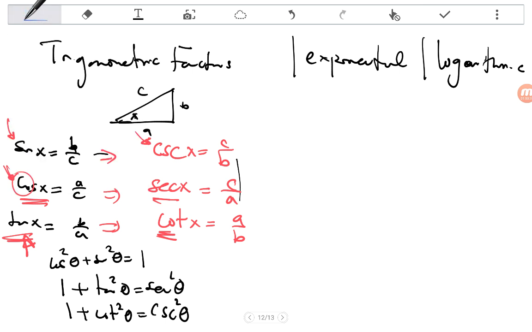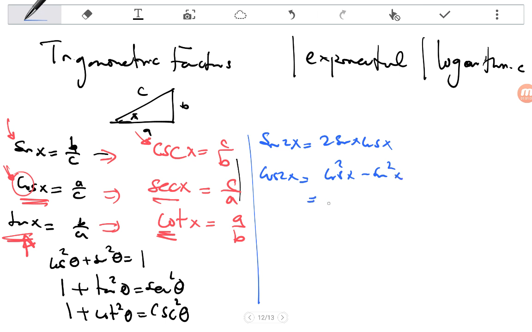Also, you need to remember the rules of the double angle relations. Double angle relations are very important. So we have sine 2x. Do you remember the rule? Sine 2x is 2 sine cosine. Also we have cosine 2x is equal to cosine squared minus sine squared. And we have two other rules, which are 2 cosine squared minus 1 or 1 minus 2 sine squared. So these are the rules of the double angle.